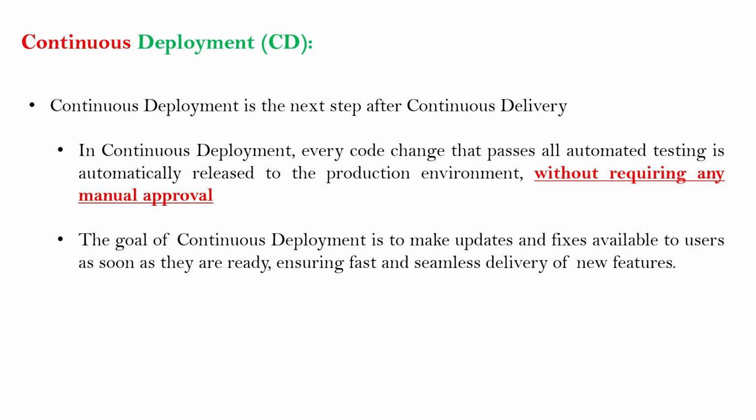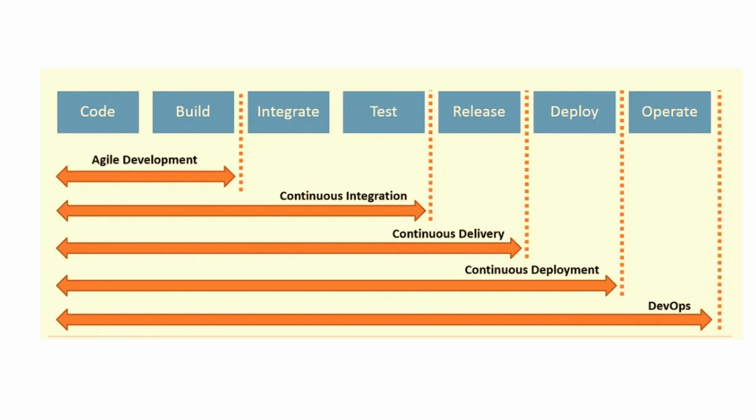So the goal of continuous deployment is to make updates and fixes available to users as soon as they are ready, ensuring fast and seamless delivery of new features. That means your code is always ready, and then an automated process will take it and deploy it in your production and non-production environment. So let me show you some figures, and that will give complete clarity.